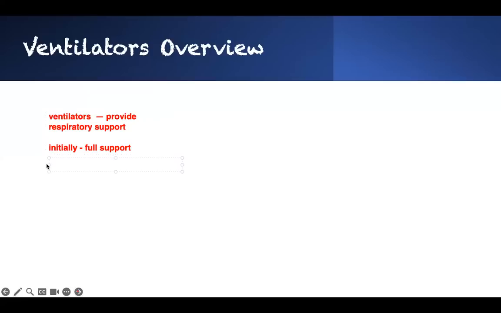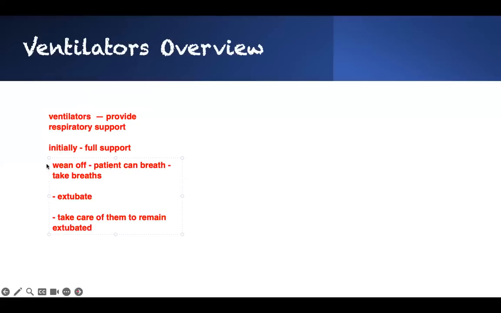Then when they're getting better, we wean off the ventilator and we put them on something where the patient can start breathing on their own. So they can take breaths. They start taking breaths. That's what we want, spontaneous breaths. And when they get to that point, that's the winning mode. After that, we extubate them. And when we extubate them, you have to take care of them to make sure they remain extubated. There are certain things you have to do to keep them extubated.